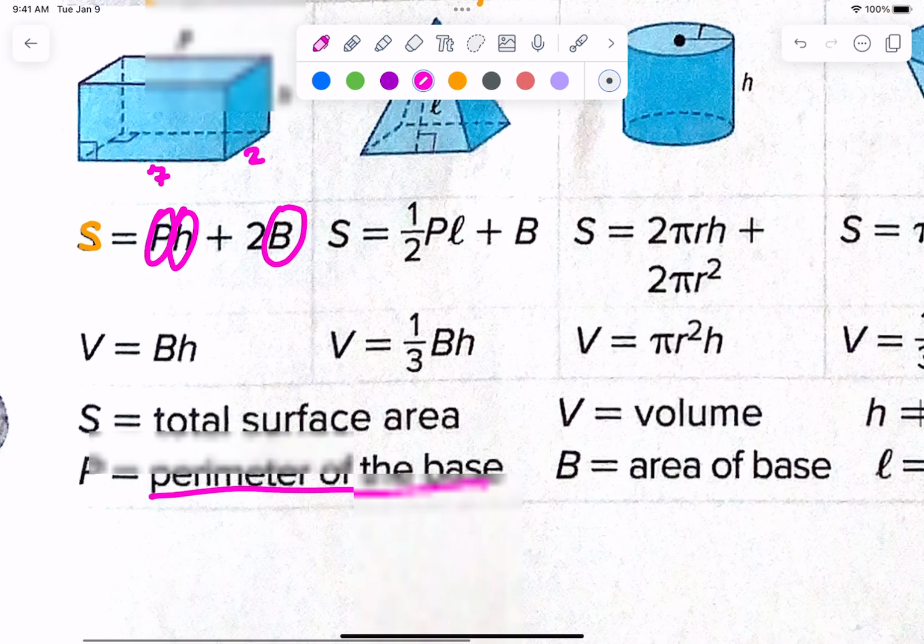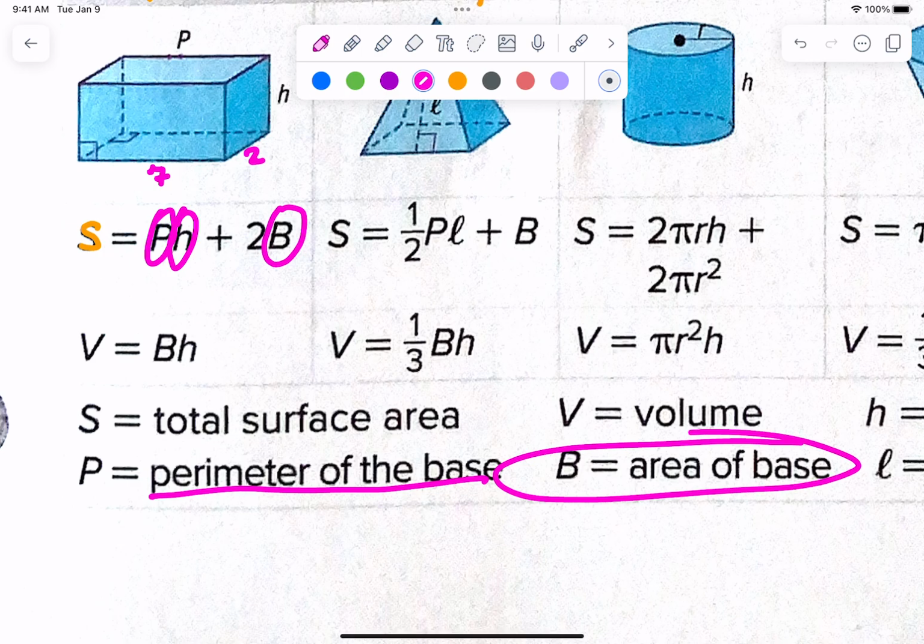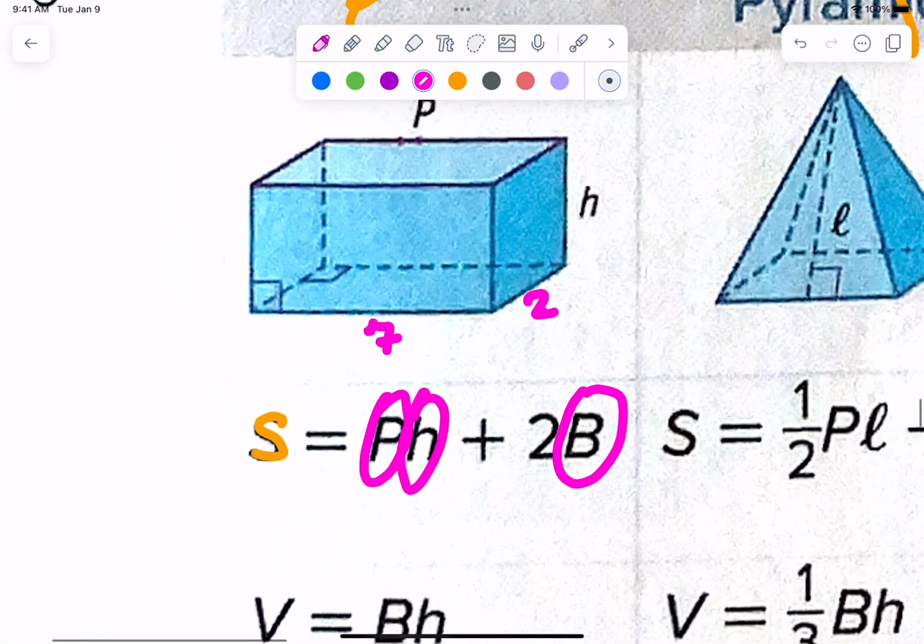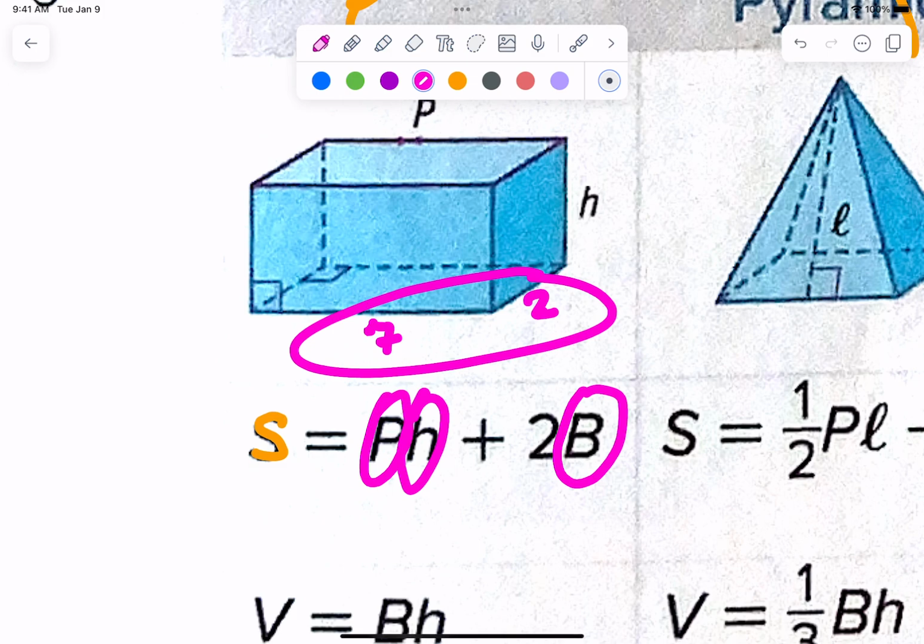What capital B actually means is the area of the base, all right? So I'm going to use 7 and 2, right? What would my capital B be in this case? 14, the area of the bottom. Perimeter is where you add them. Area is where you multiply. So capital B would be 7 times 2, which is 14, right?